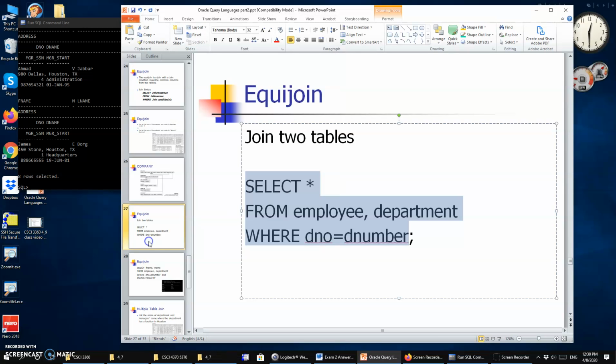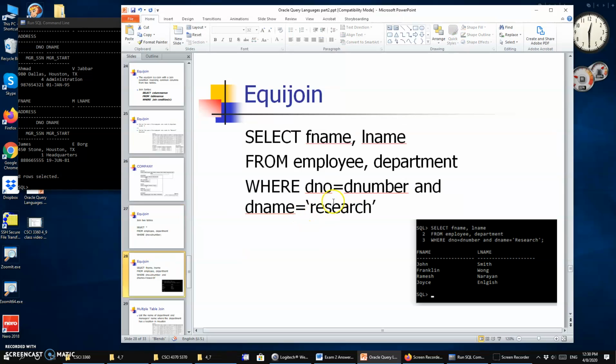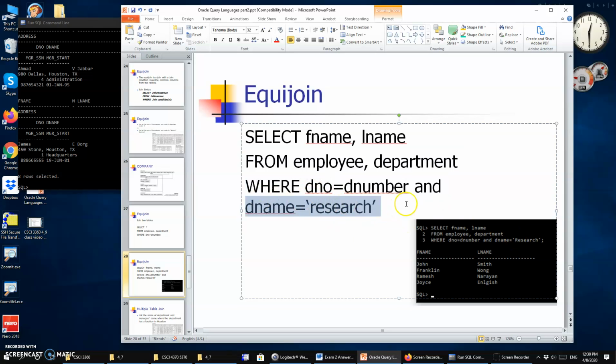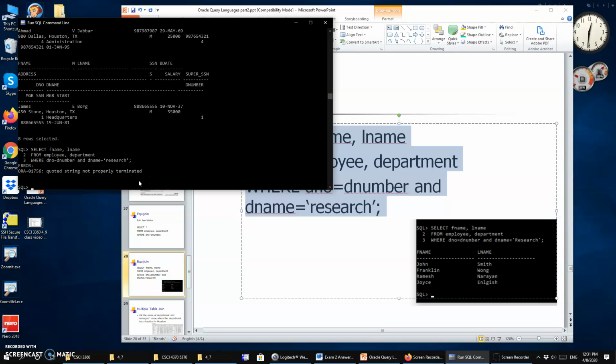And therefore, if we want to find the people who work for the research department, all we need to do is add one more condition: the name equals 'Research'. So you can see that we still have the select, from, and where. That's the same thing. Now we add one more condition, the name equal to research. We will be able to retrieve the people who work for the research department. And therefore, this is how we will be able to see it.